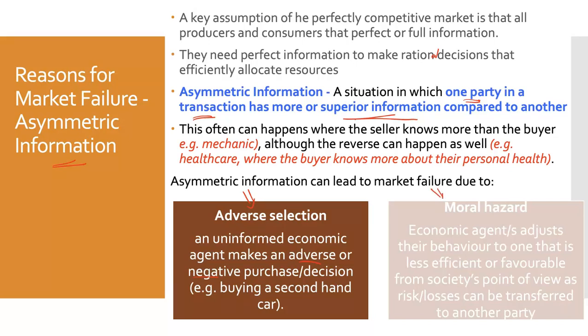The other reason why it might lead to a market failure is due to moral hazard. Economic agents might adjust their behaviour to one that is less efficient or favourable from society's point of view, as they realise if they have more information than someone else, they might transfer losses to someone else. For example, the mechanic is not going to be giving the society benefit by lying about how much the issues are with the car, but they're going to transfer the loss or the negative impact to someone else and profit themselves.